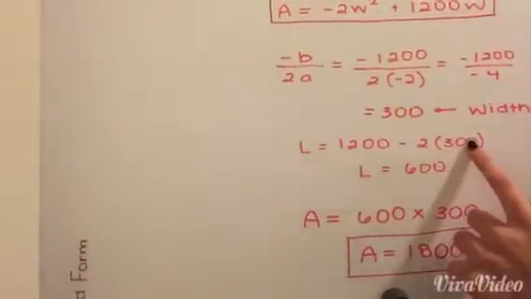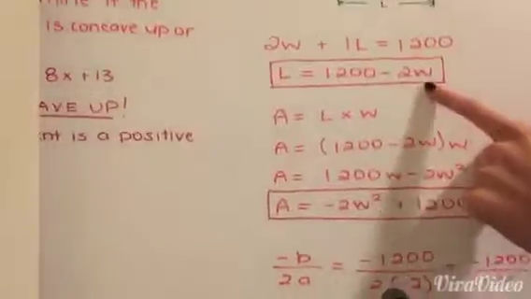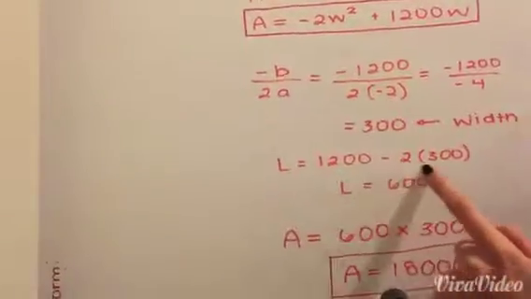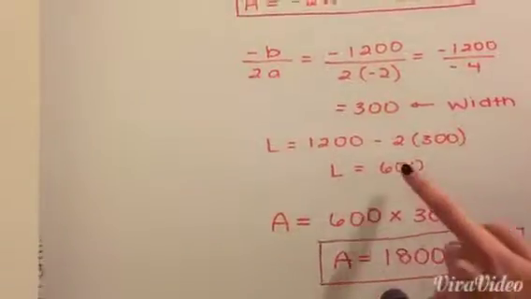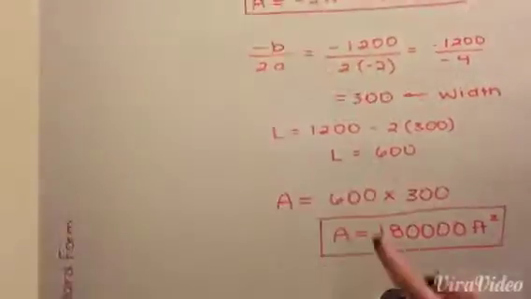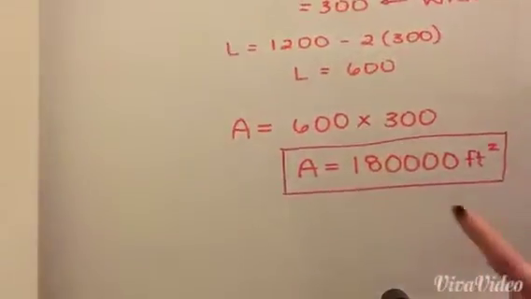And I plugged it back into the w up here in the 2w, so L equals 1,200 minus 2 times 300, and the length equals 600. To find the area, I did 600 times 300, which gave me this answer.